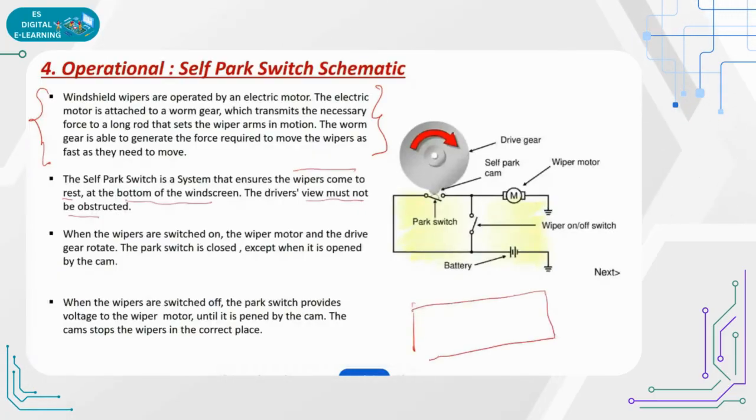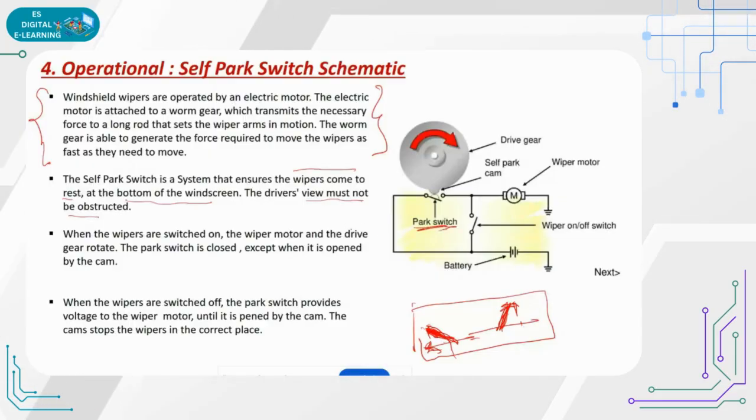Whenever you are making the wiper rotate, it should not stop in the center, right? Because it should always come to rest here. That is very important, because if it is in between, the driver can be disturbed, right? So whenever you are making some movements in the wiper system, it should always come to rest. So that is the self park switch.